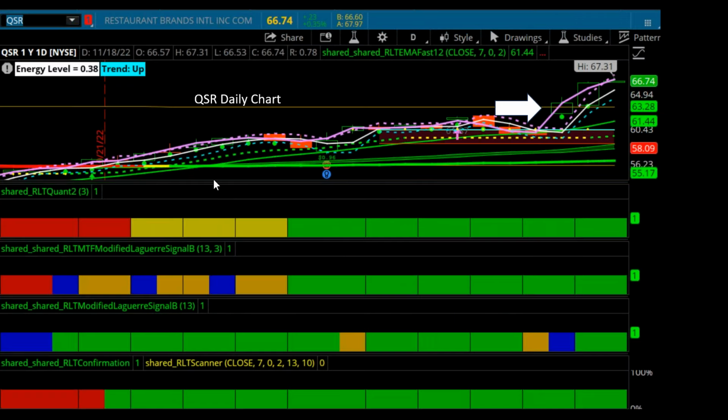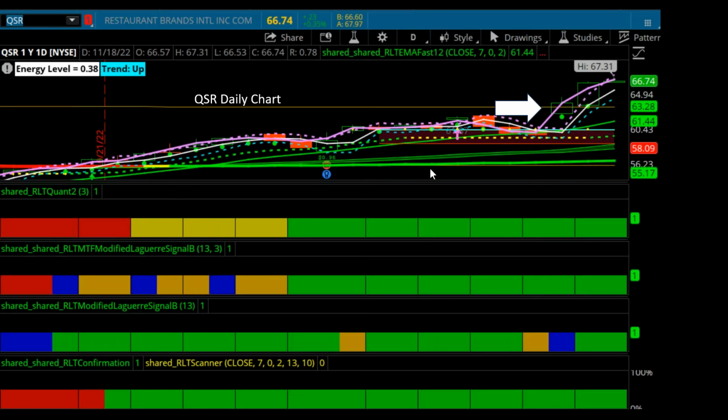All right. And I wanted to show you how I use the daily chart and the 5-minute chart together. This is QSR. This is a trade we took. QSR, this was the daily chart. You notice it's breaking out here. See how this went yellow to blue on current time frame on the daily? Everything else is green. So I know the institutions are in here.